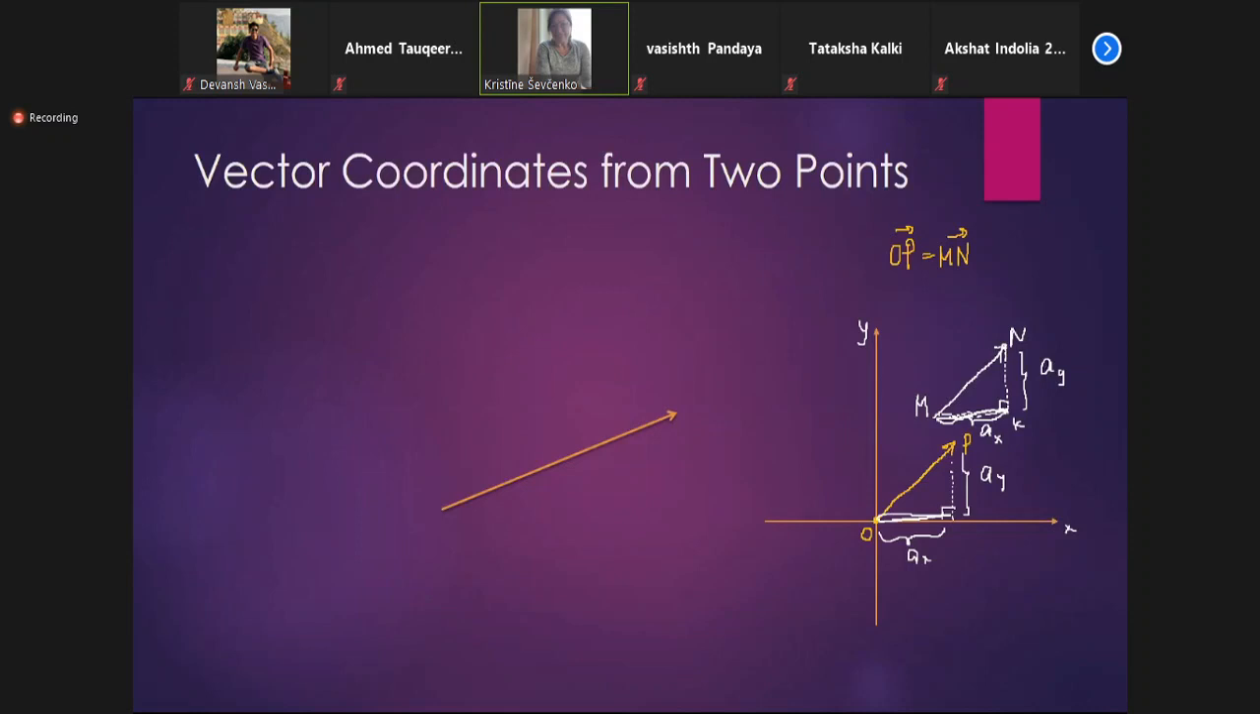So basically what we need to see is understanding how to find the vector coordinates from one point to the other point. So we could just subtract OK and OM, right? To get MK.